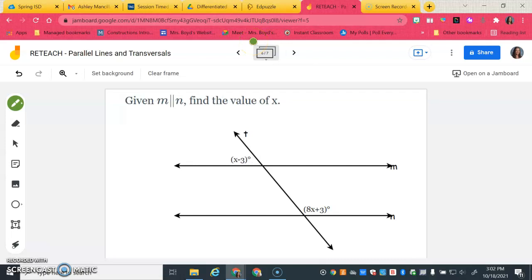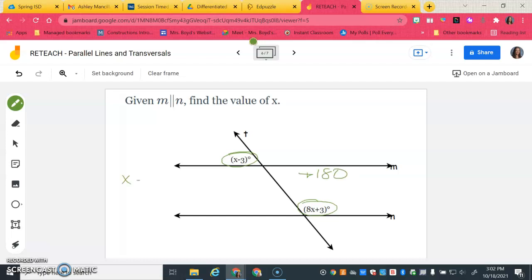Given M is parallel to N, find the value of x. Okay, so I have x minus 3 and 8x plus 3. And what I notice is one of them's outside and 8x plus 3 is inside. So I want to see if they're corresponding. And I can see that they are not. But I also notice that x minus 3 is acute and 8x plus 3 is obtuse. That means they're going to add up to 180 with each other.